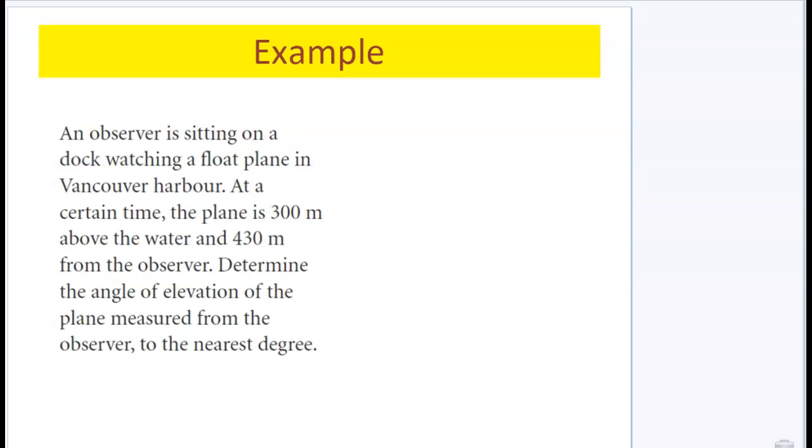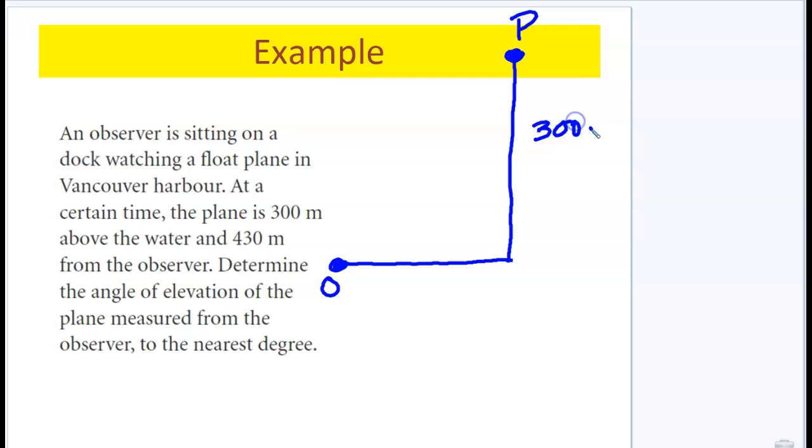So we need to draw ourselves a diagram of the situation. So here's the plane up top here. This will be our observer. And it says the plane is 300 meters above the water. And it says the distance from the observer to the plane is 430. Now that's not the horizontal distance, that's the actual distance from the observer to the plane. And we're asked to find the angle of incline. So this is the angle theta I'm looking for.